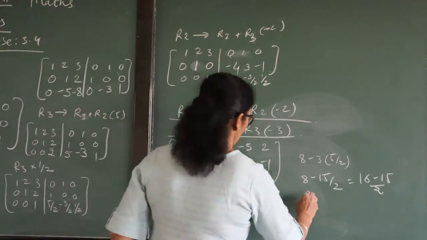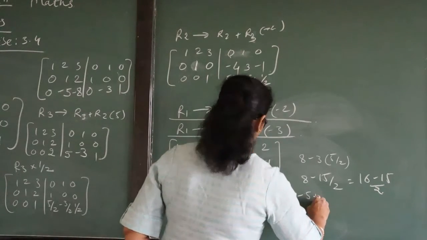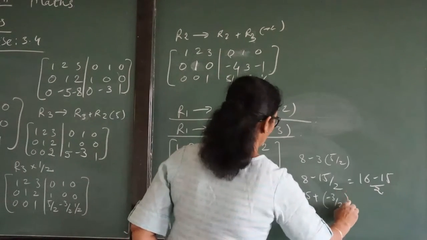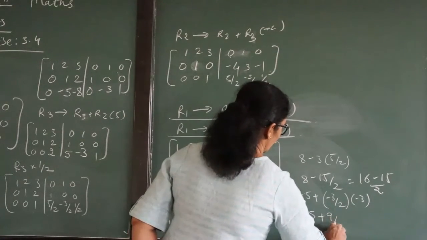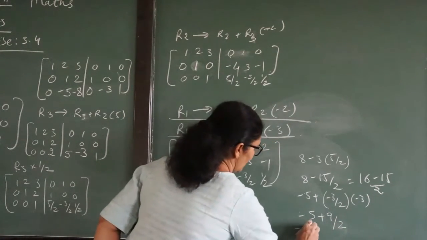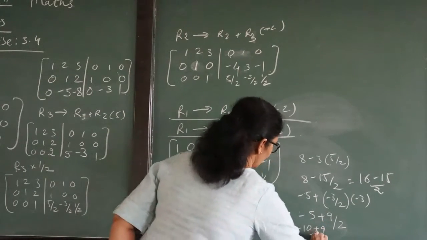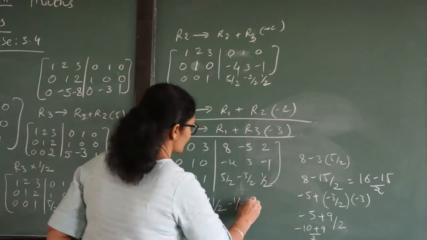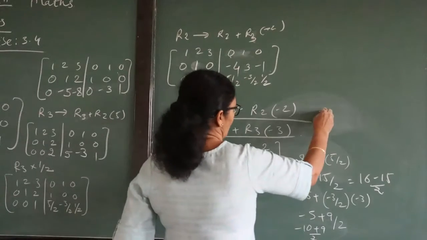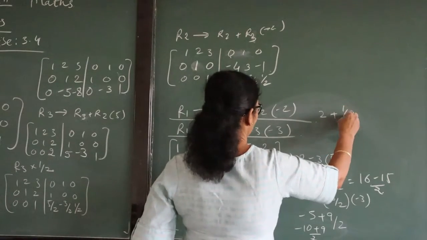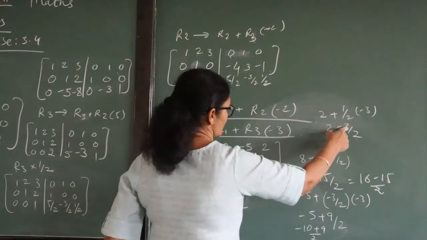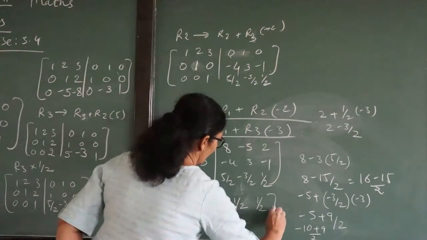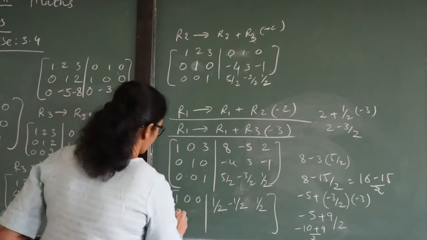Similarly, this one. Minus 5 plus minus 3 by 2 into minus 3. So minus 5 plus 9 by 2. 5 2s are minus 10 plus 9 by 2. So you get minus half. Minus 2 plus half into minus 3. So 2 minus 3 by 2. 2 2s are 4 minus 3. So this will be half. Now the rest part is as it is.